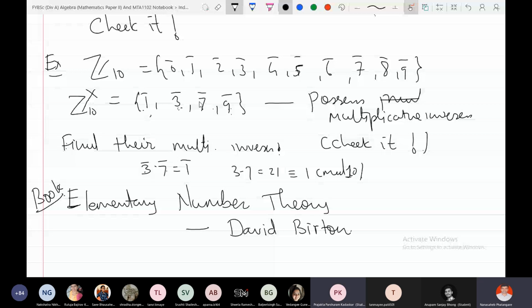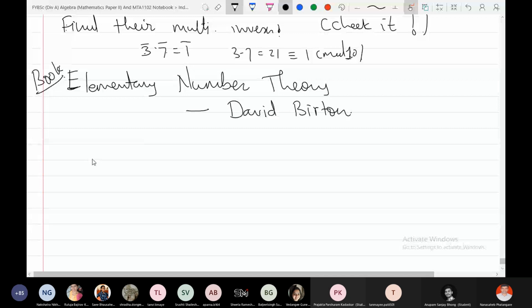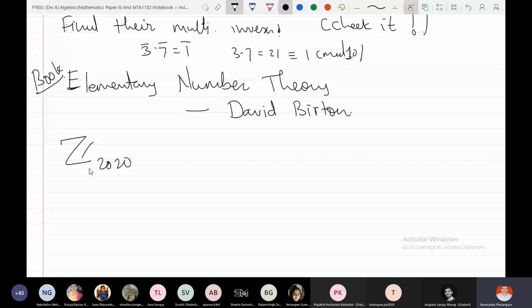You want to say: how do we identify elements having GCD 1? Identifying them means finding those elements, those representatives, which do not have a common factor with n. So this is the basic idea. And then if you work with something larger, like suppose you want to work with Z2020, which is a very big set, then what are the elements which have GCD 1 with n?